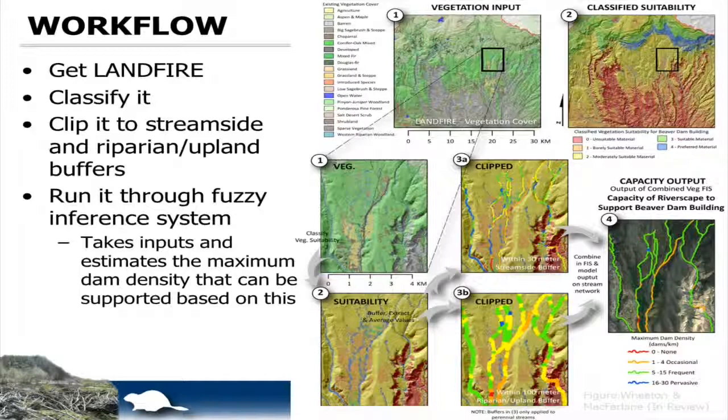What this capacity model does is take the LANDFIRE data set, which will tell us where some of the aspen are. We score the vegetation in terms of its suitability as a dam building material and whether or not beaver like it. Then we map that scored vegetation onto the drainage network, looking at what the vegetation looks like right in the riparian zone versus right outside it. Based on vegetation alone, we predict the density of dams that we can support.